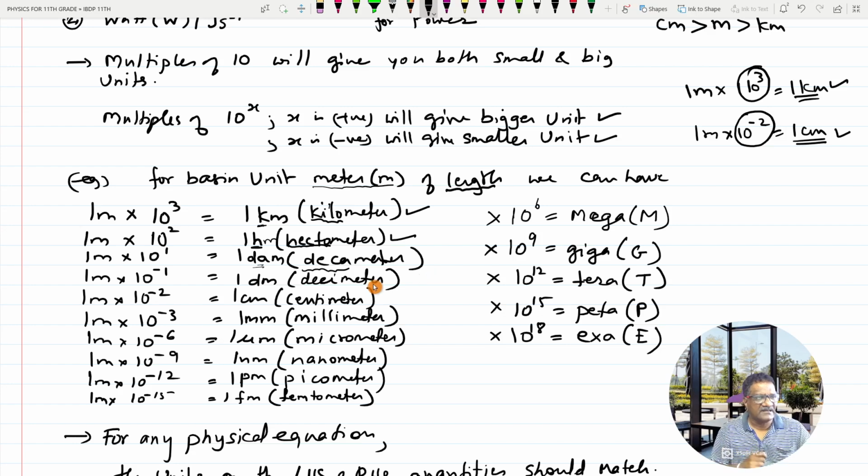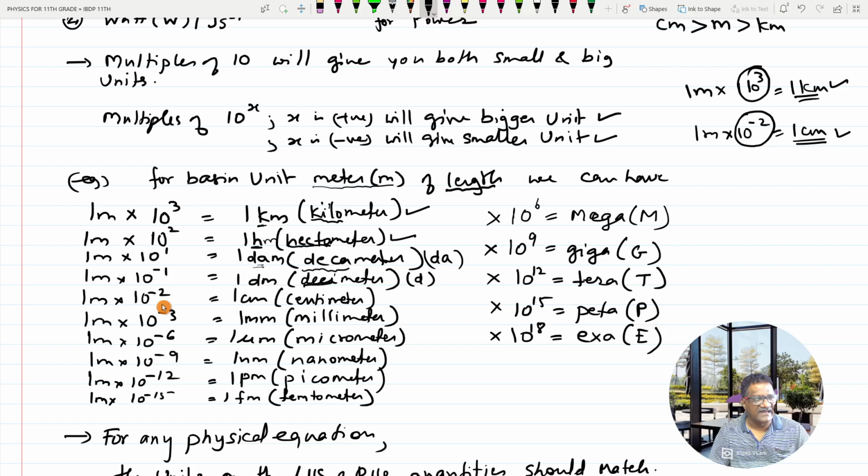In the same way, 1 meter multiplied by 10 raised to minus 1. Now, because it is minus 1, you will get a smaller unit. And this 10 raised to minus 1 is called deci, DECI, and deci is written as only D. Don't get confused: deca is DA, and deci is only D. So decimeter, if you want to write, you will write DM. DM means decimeter, DAM means decameter. Decameter is a bigger unit, decimeter is a smaller unit compared to meter.